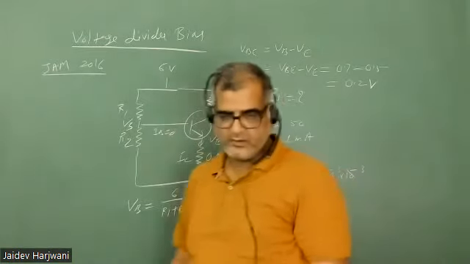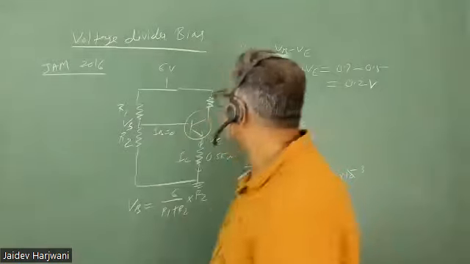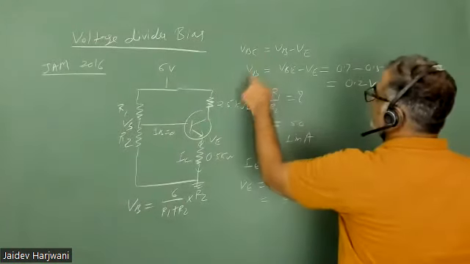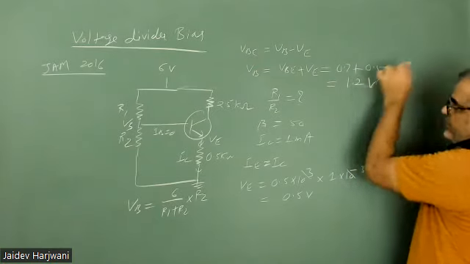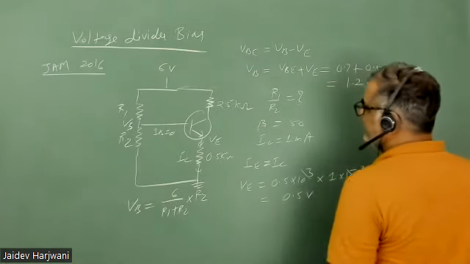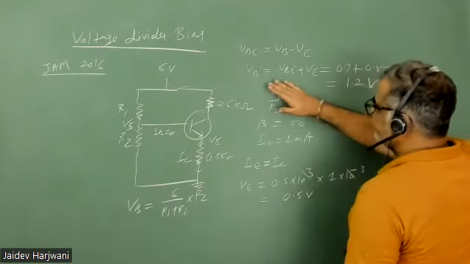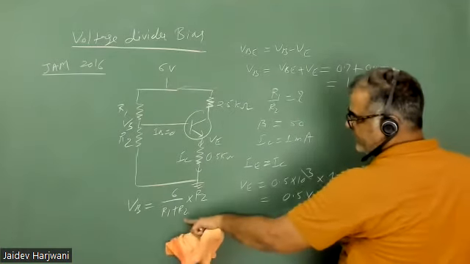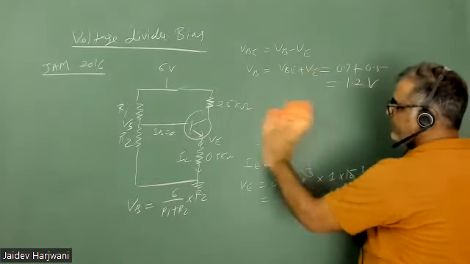Sir, VB plus VE will come, right? Plus VE it will be. VB plus VE, that will be 1.2 volts. 1.2 volt. Now let us find. So VB you now know, and VB is this. Put the value and find the value of R1 by R2.